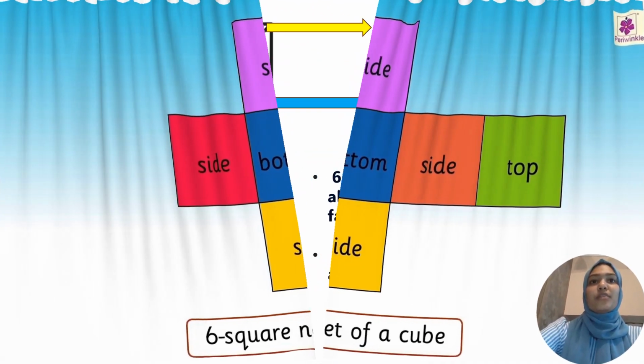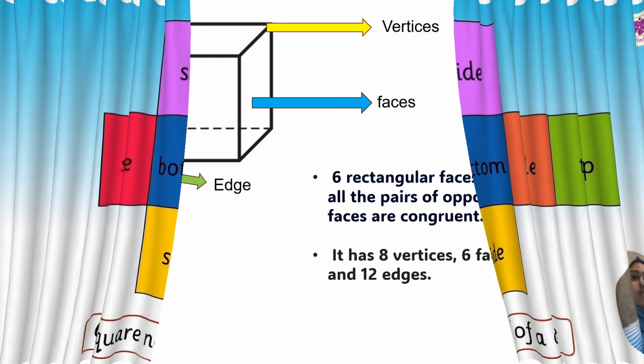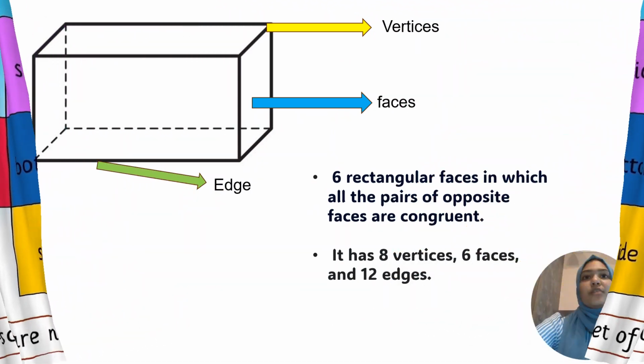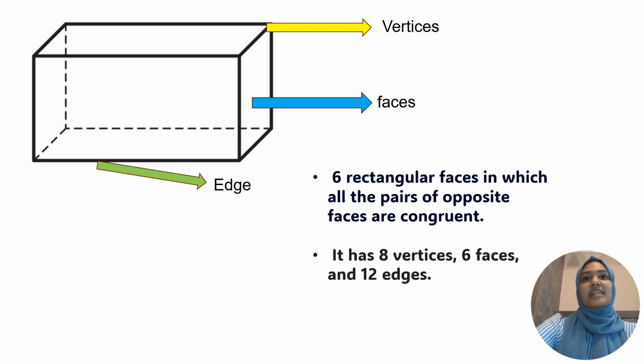And then we see a rectangular prism. This consists of 8 vertices. It consists of 6 faces and 12 edges. The 6 rectangular faces, where all the pairs of opposite faces are congruent to each other, which means that if we open this net, we are able to stick it together to give us a rectangular prism.